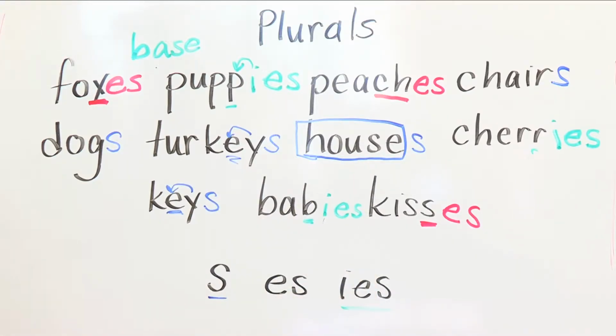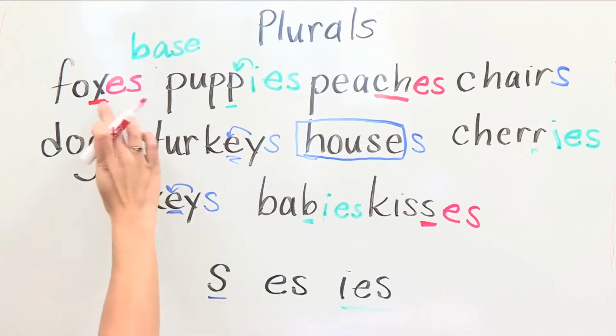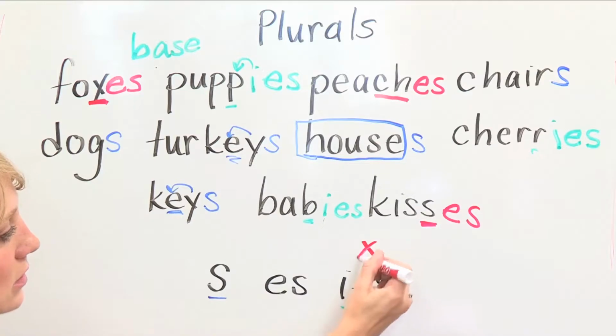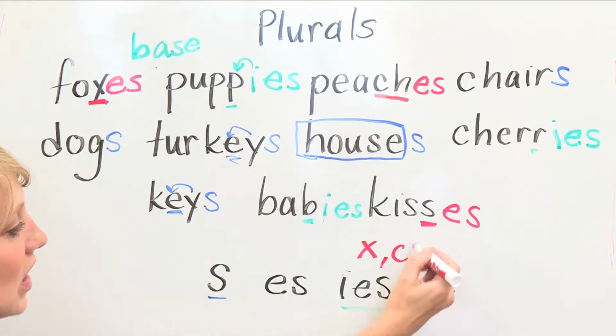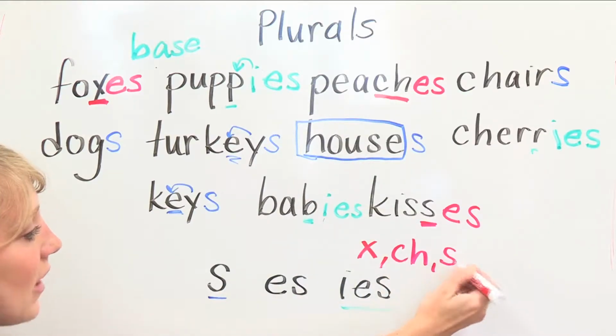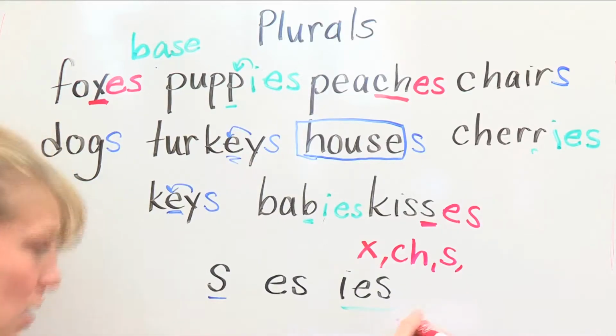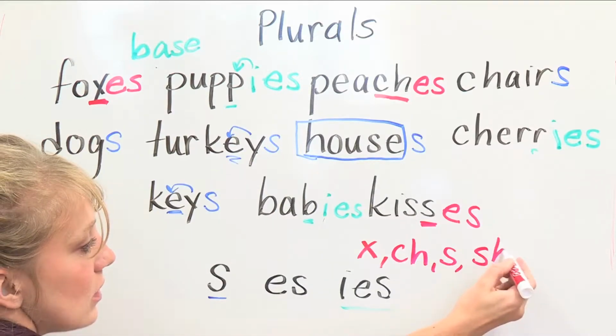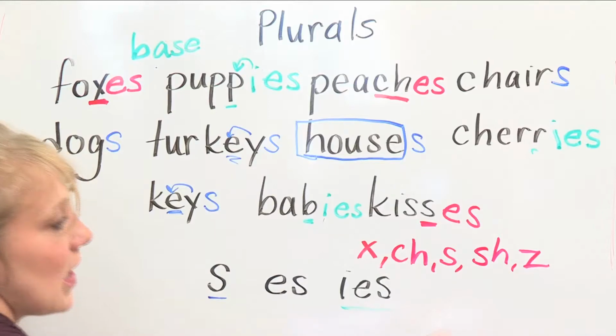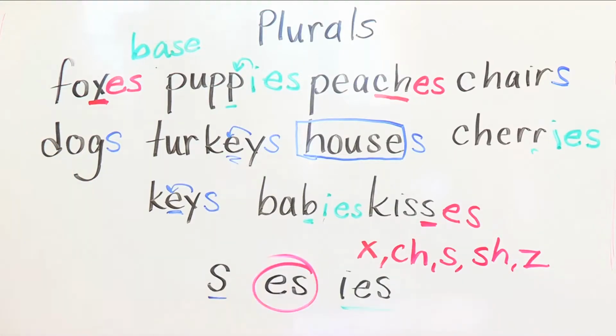All right, let's go to ES here. All right, so ES follows a great rule. If a word ever ends in, as you can see, X, CH, S, and there's two more, SH, and Z, you always add ES.